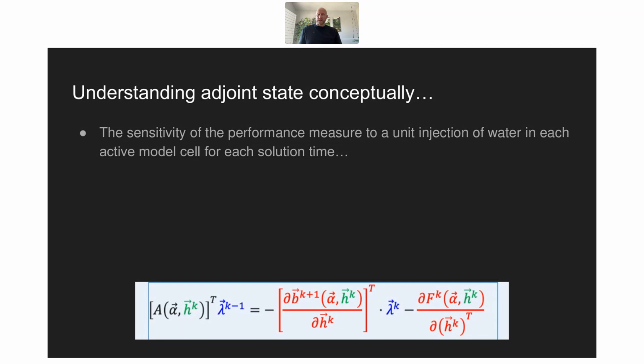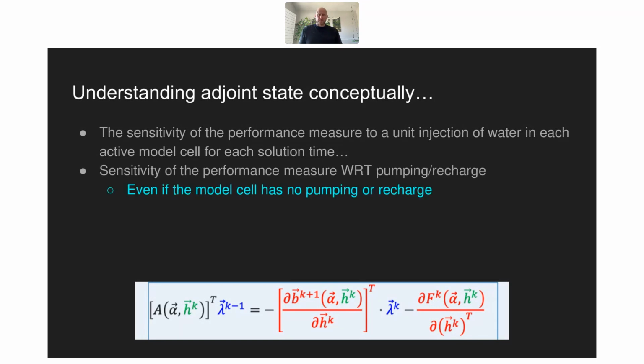And go to the next cell and next cell. Now, we don't have to do that. We just solve the system of equations, but that's what that number is in lambda. And that means just by getting that lambda vector, we have the sensitivity of the performance measure with respect to pumping and recharge, even if that model cell has no pumping or recharge.